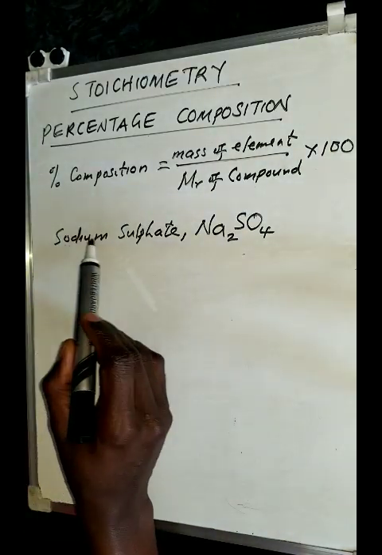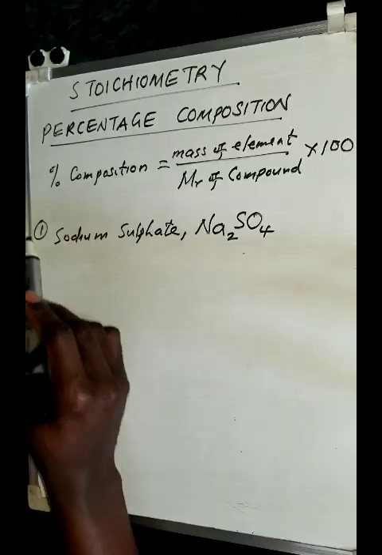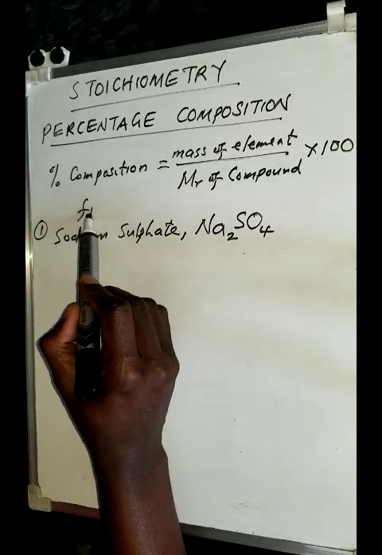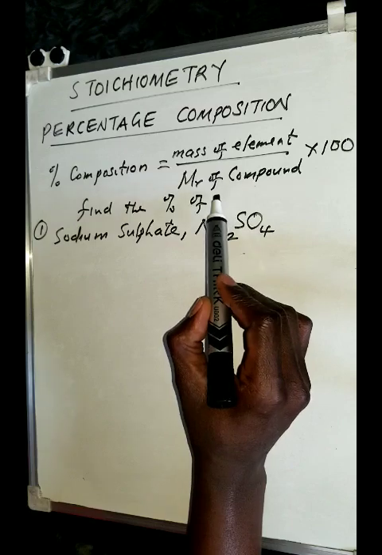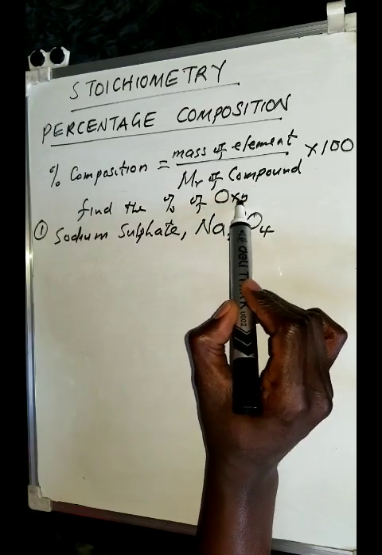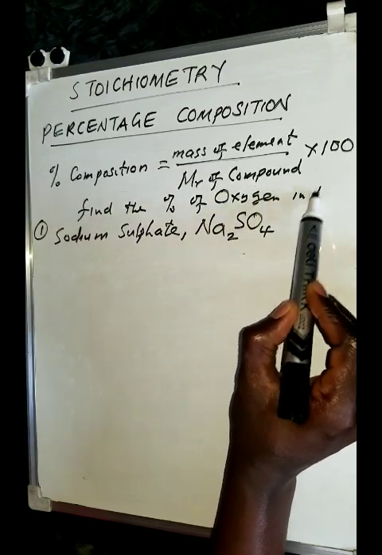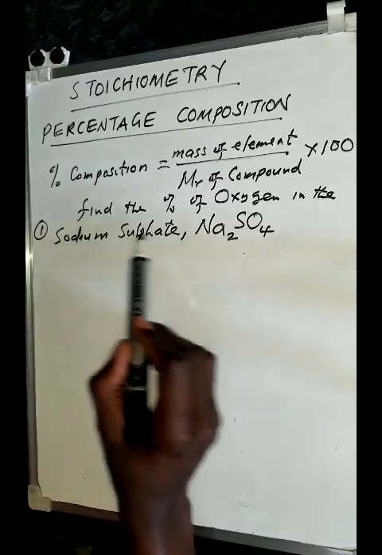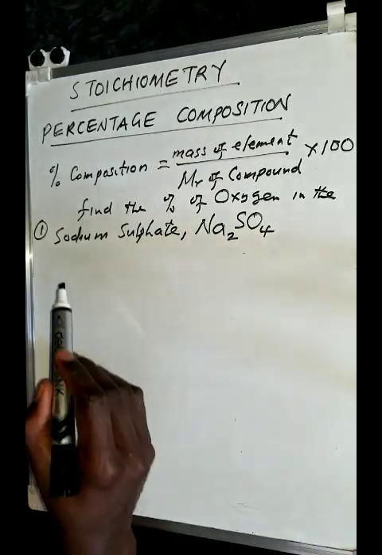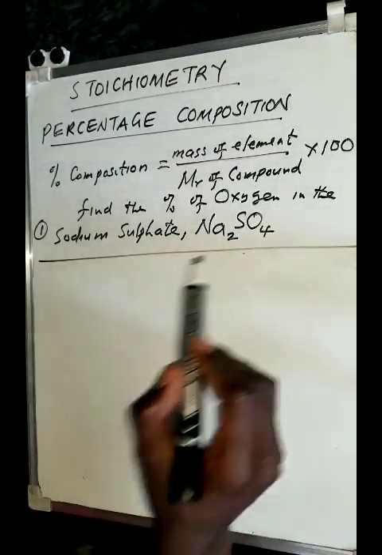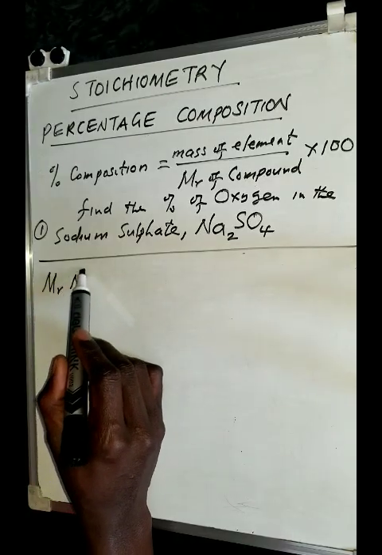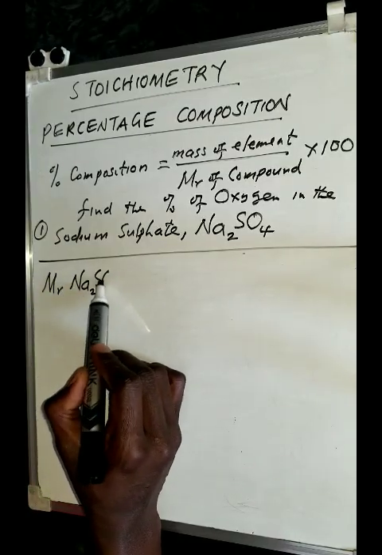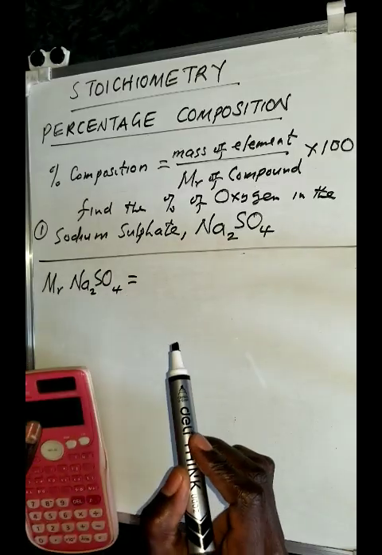For example, number one: find the percentage of oxygen in the compound sodium sulfate, Na2SO4. The first thing you need to do is find the Mr. Remember I told you there are many ways of finding the Mr. Use what we used previously, or what I want to use.